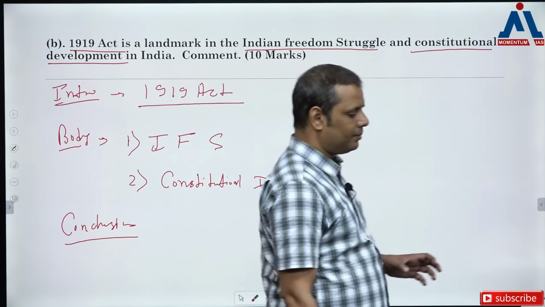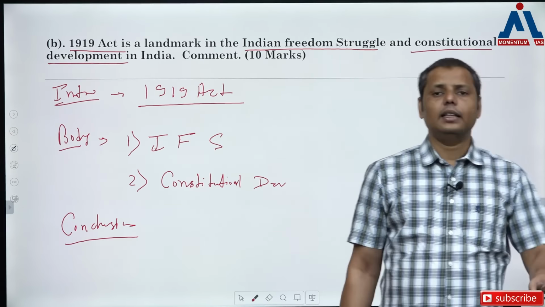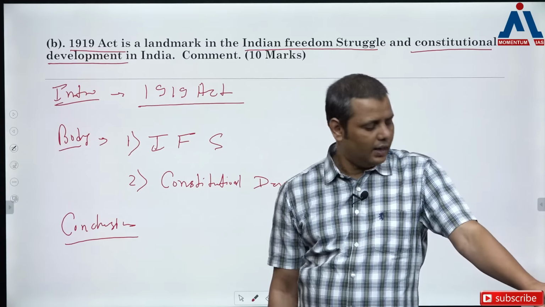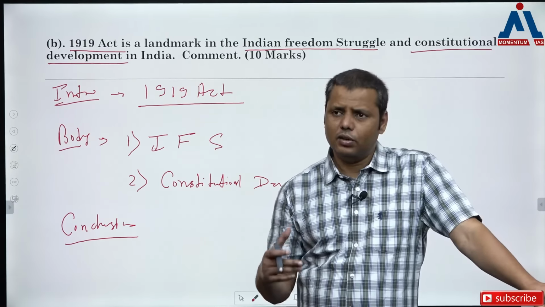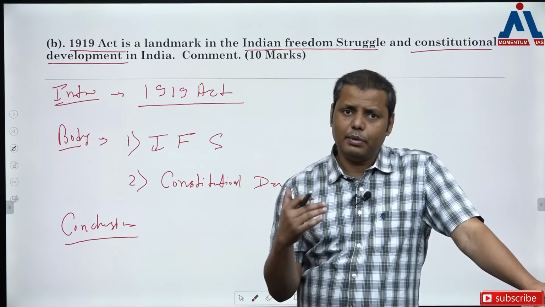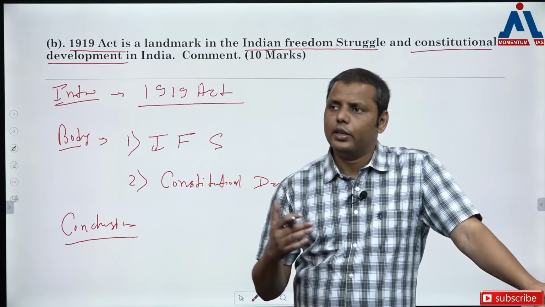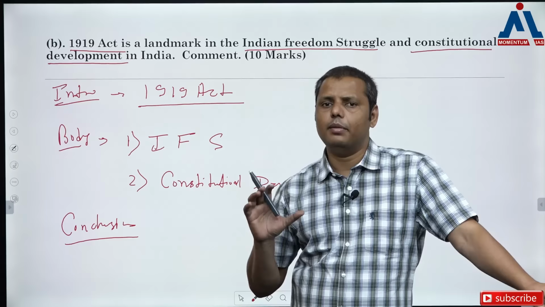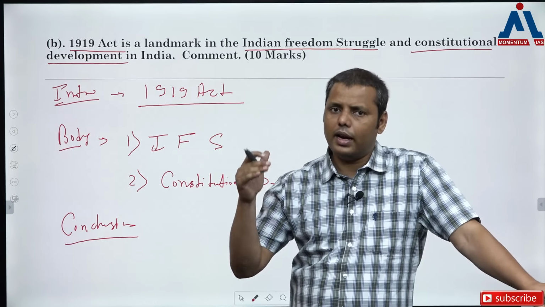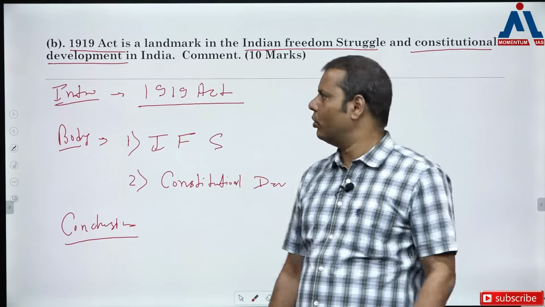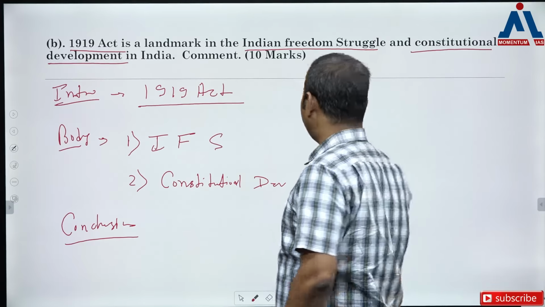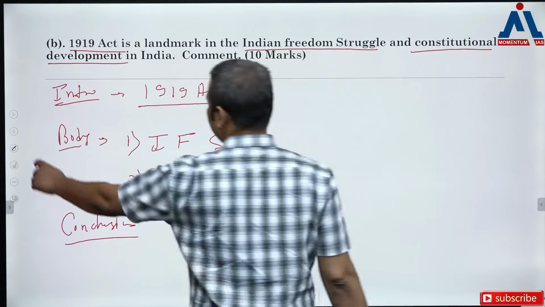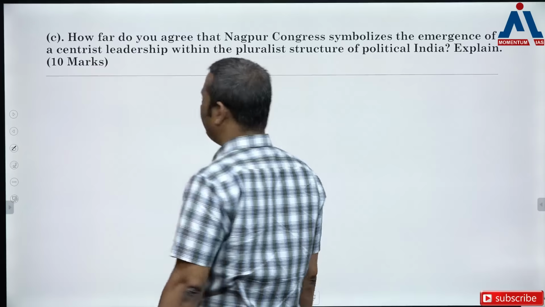You'll write that in this particular 1919 Act, things were gradually developing and it had multiple impacts. So in the longer run, the 1919 Act is considered a very important, landmark event in Indian history. That's how you are going to conclude it. You can also link it with future development, and say that some things in the future had been decided by it.